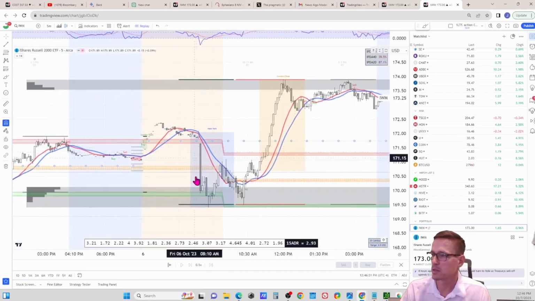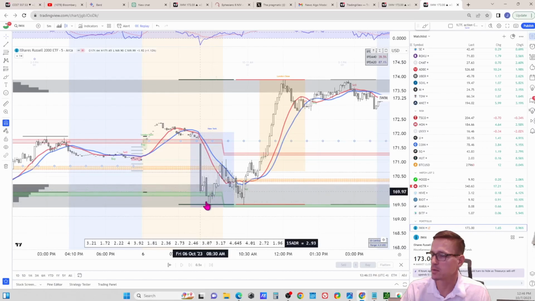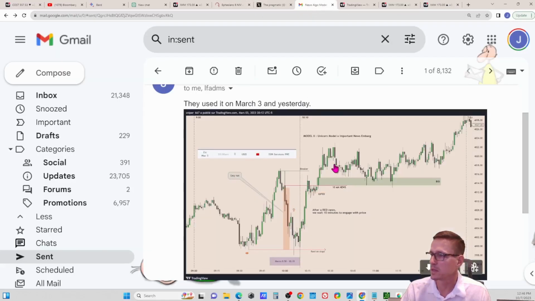So this big wick is the news, and then it came down into the demand zone, ran back up, filled up that fair value gap, ran back down, boom, demand zone, retested, dropped off, then ran. And so if we look at our model here, boom, ran down, up.